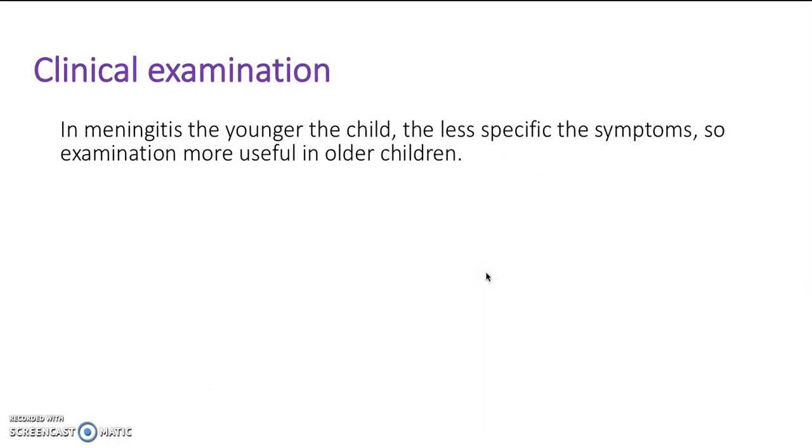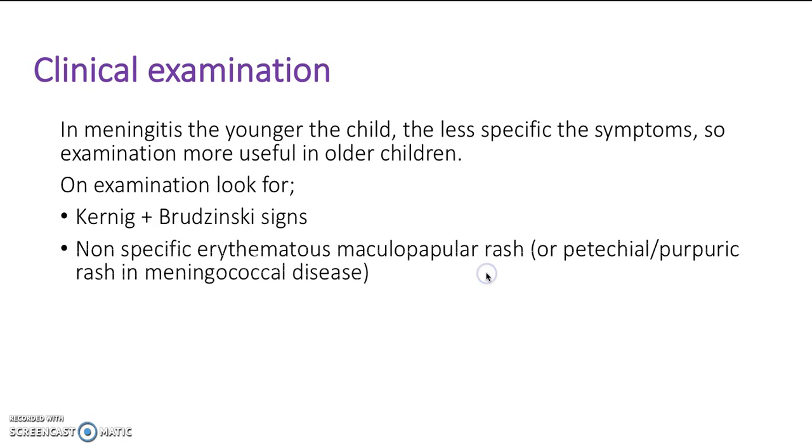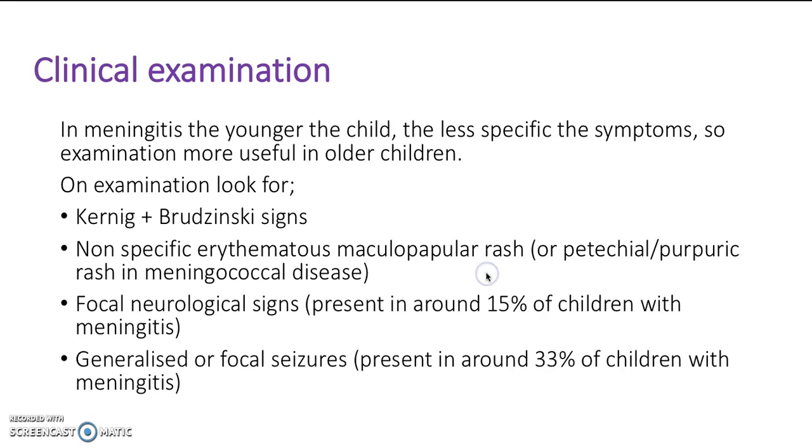On examination, it's quite difficult to examine a child with suspected meningitis, especially in babies, but in older children it can be quite useful. These are some signs you should look out for. The Koenig sign is when the child is supine with the hips and knees flexed, there's back pain when you extend the knee. And the Brudzinski sign is when the child is supine and the neck is flexed, the knees and hips also become flexed. If either of these signs are positive, meningitis is highly likely.